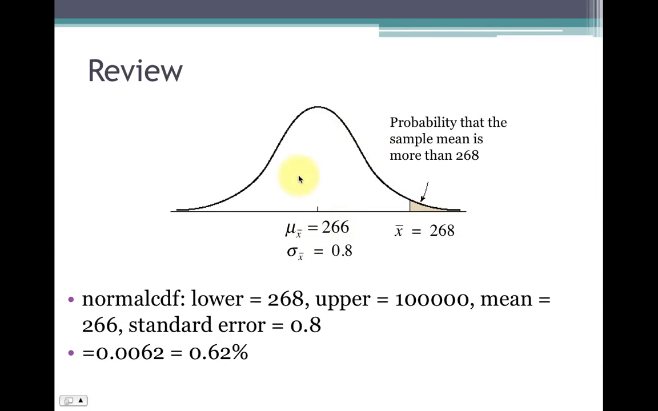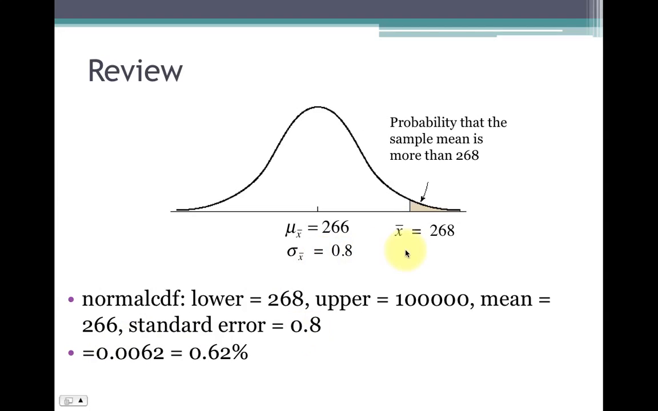So this is a diagram of what we're after. In the center we have our mean and standard error. Remember that the sampling distribution of means is a collection of sample means. So all possible sample means are labeled on the horizontal axis, and the entire bell curve represents 100% of all these sample means. The sample mean in question for us is 268. The probability that the sample mean is more than 268 is the area to the right of 268. So the low value on the calculator is 268, upper 100,000. The mean is 266. Standard error is 0.8.